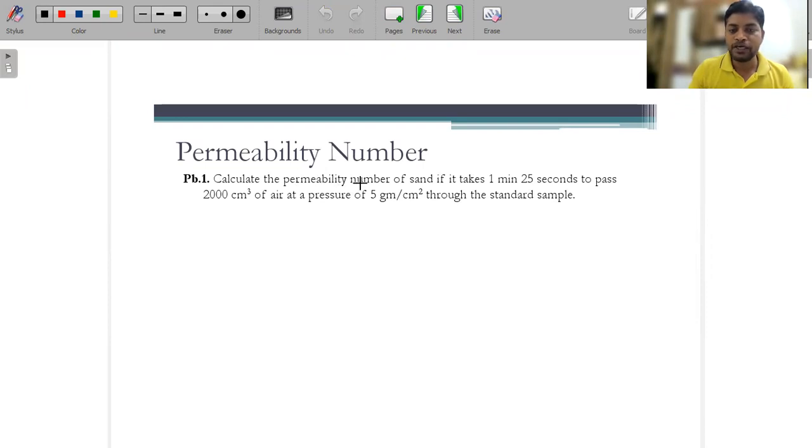So calculate the permeability number. For this, I need your attention and I need the answers from you guys. Then only I will proceed. So just be ready with your calculators.